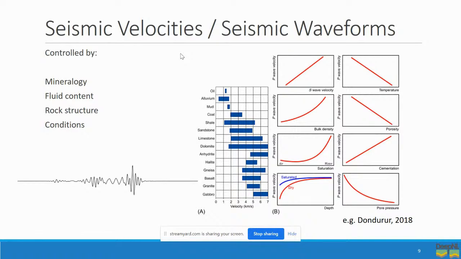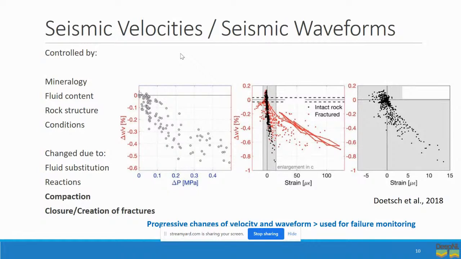But also, if you think about that, over time, maybe you substitute a fluid inside of a rock body. So you have a rock that consists at the start of your observation of pure 100% brine, and you pump CO2 into that rock, for example, that might influence your velocity and your seismic waveform. The same would be if reactions occur. Think about limestones where a fluid creates a reaction, and the reaction product precipitates in the pores of the rock, and that might influence the seismic velocity as well as the waveforms.